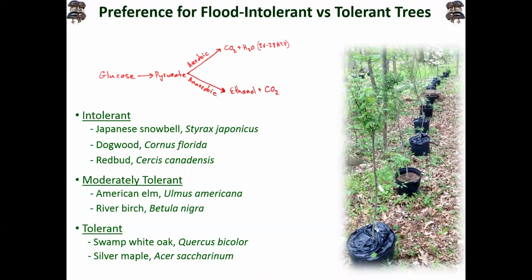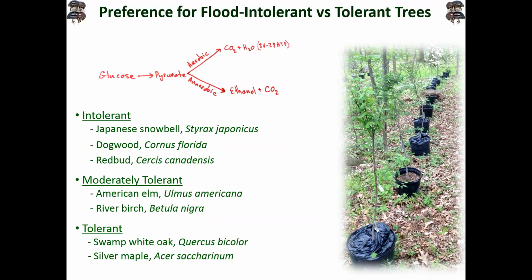So we then took this a step further and decided to give beetles a choice of flood-intolerant versus tolerant trees. We selected trees that were essentially intolerant to flooding, moderately tolerant, and tolerant. And then again, gave beetles a choice among flooded and non-flooded representatives of each of those species.